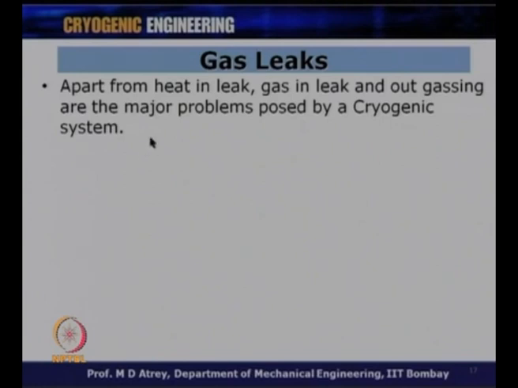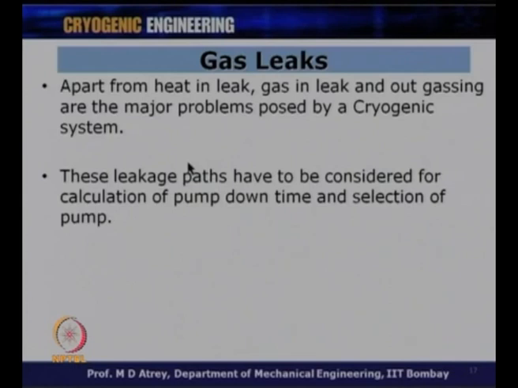Alright. So, during fabrication some gas has gone into the material, and this will outgas over a period of time. This will come out over a period of time, and therefore, there will be a constant gas in-leak in the system, and this has to be taken care of by the vacuum pump. These leakage paths have to be considered for calculation of pump down time and selection of a pump. So, I should know what these leakage paths are and what the leakage quantity is also, what the flow rates are also.